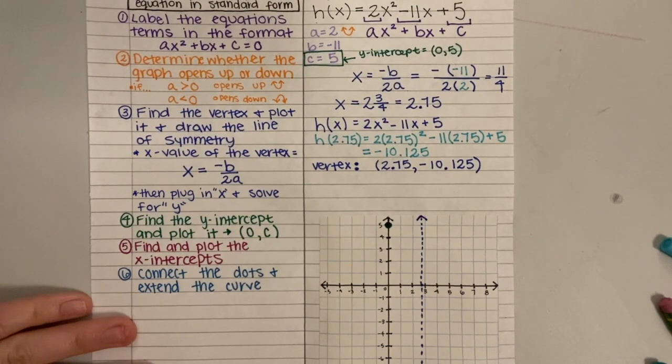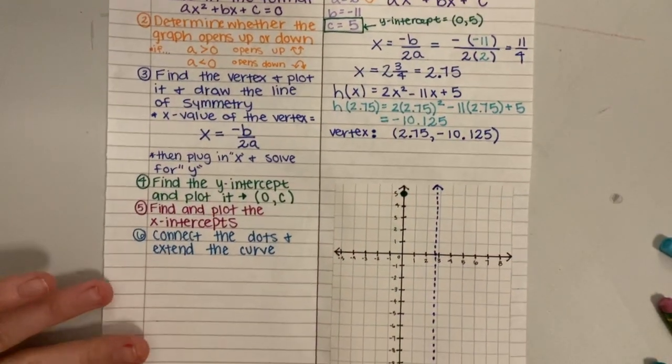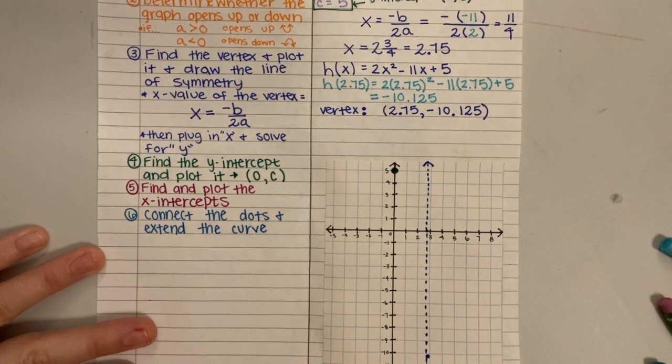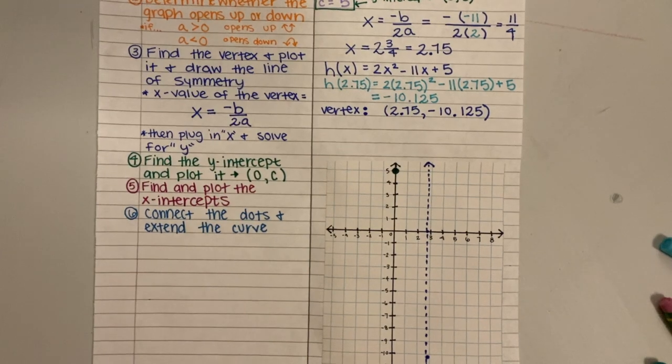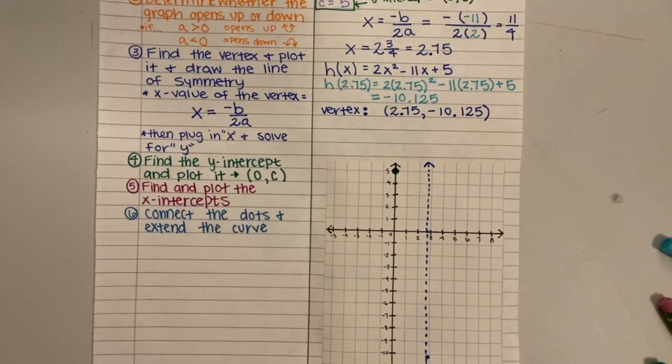Okay, now I'm on step 5. Step 5 says to find and plot the x-intercepts. So we're going to have to think back to our previous videos. So lessons 5.4, 5.5, and 5.6, I believe, tell us how to factor an equation in standard form. Once we factor it, then we can find the x-intercepts.